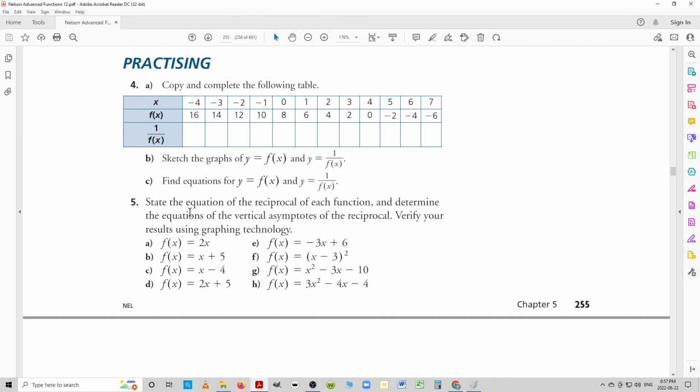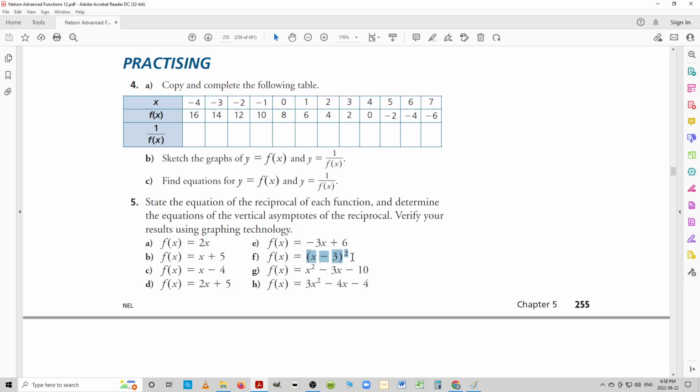State the equation of the reciprocal of each function and determine the equations of the vertical asymptotes of the reciprocal. So this is a line, so the reciprocal is going to be a basic single asymptote reciprocal. This one too, but the asymptote is going to be x is equal to minus 5. This one too, but the asymptote is going to be x is equal to 4. This one too, but just one asymptote, and it's going to be minus 5 over 2. This asymptote is going to be minus 6 divided by minus 3, so it's going to be 2. X is equal to 2.